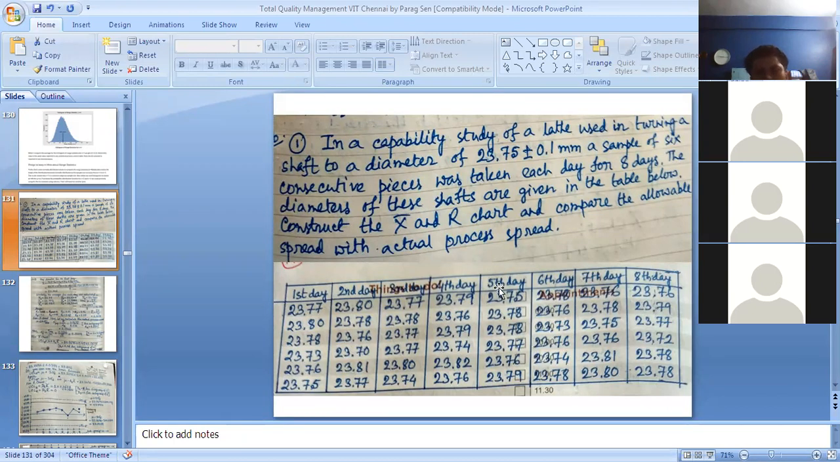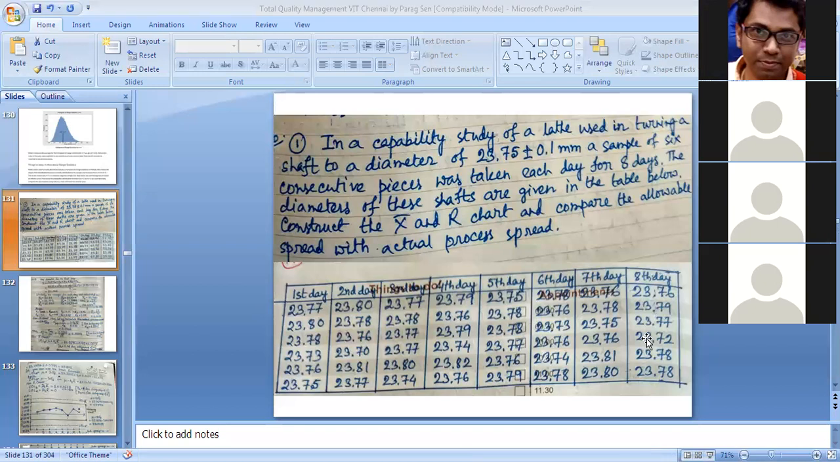But suppose instead of only one lathe machine, you are using 3 different lathe machines in 3 different shifts of a particular day, and you use those machines for 8 consecutive days. In that case, what will happen? This is a very interesting thing.